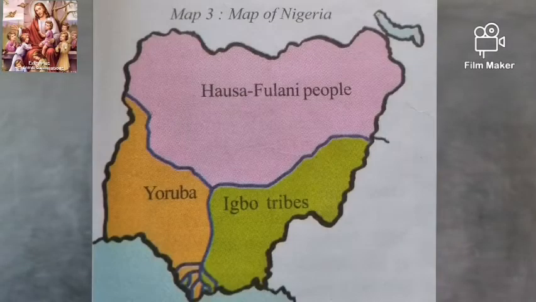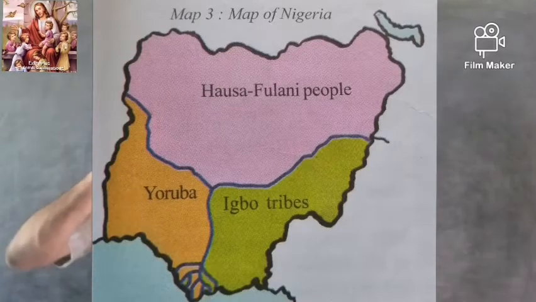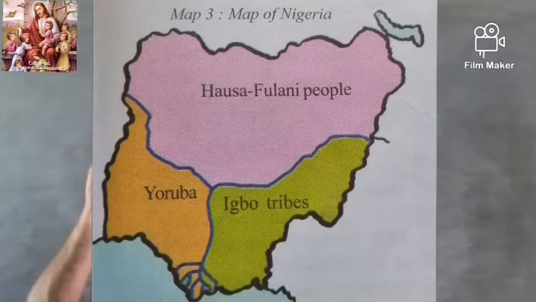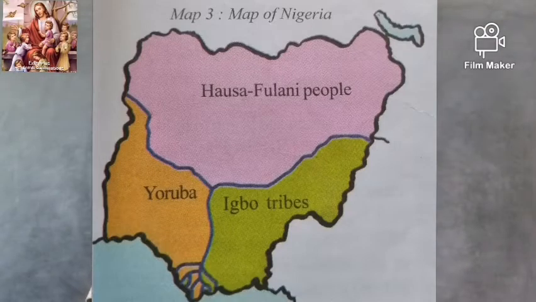So the map of Nigeria in your textbook clearly demarcates it into three parts. The northern part of Nigeria was predominantly inhabited by a tribal group called Hausa Fulani, and the Hausa Fulani people were mostly Islamic followers. Southern Nigeria was divided into two parts. The southeastern region was inhabited by a tribal group called the Igbo, and the southwestern part of Nigeria was inhabited by another tribal group called Yoruba.